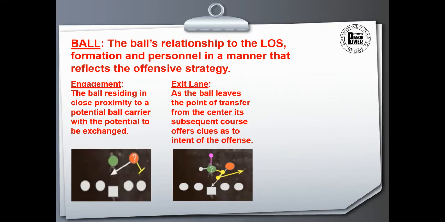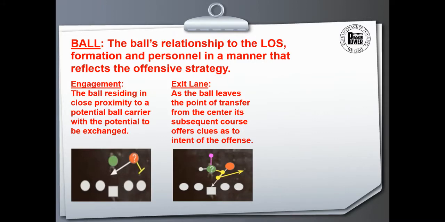And it used to be in a tee, that was really easy because the ball was off the line or down the line. That's changed as we've seen more and more shotgun through the years. But what is the exit lane of the ball? As that ball leaves the transfer to the center, whether it's a tee snap or a shotgun snap, what is that ball's course? That's really going to help us understand the intent of the offense.